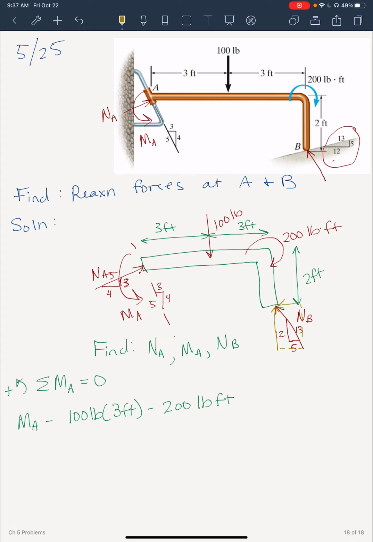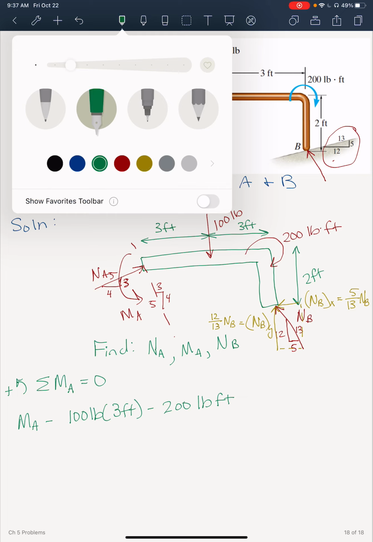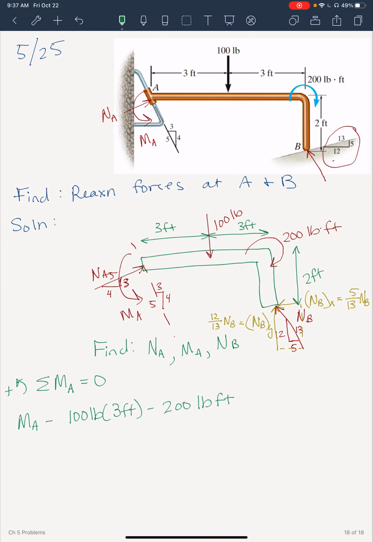So we have the MB in the Y direction, and then MB in the X direction. The Y component of MB is just going to equal 12 over 13 times MB. And then the X component is just going to be 5 over 13 times MB. And so for our moment, we'll do that MBY, which, if we do the right-hand rule, is going to create a positive moment. So plus MBY.